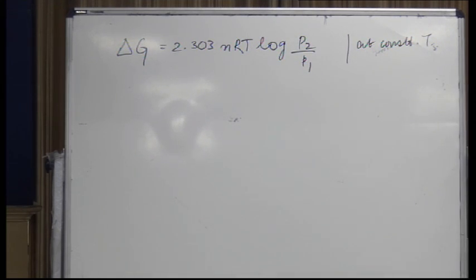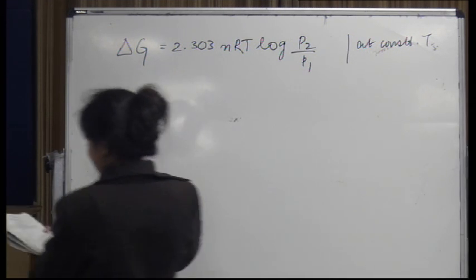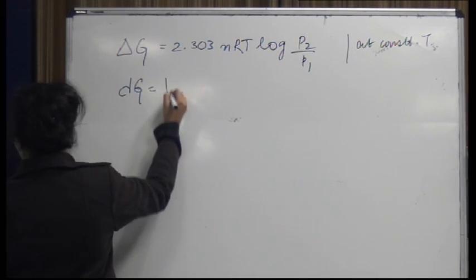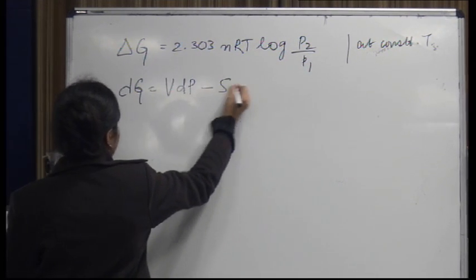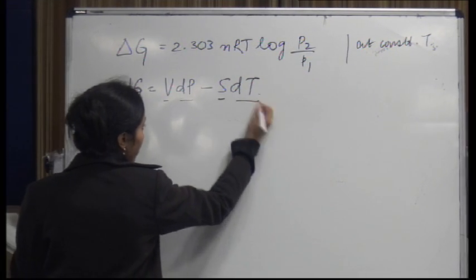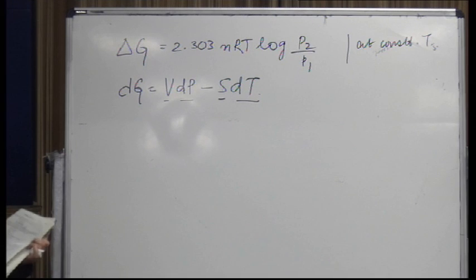Please remember this formula. And then another thing is that if this is at a constant temperature, remember that dG is equal to VdP minus SdT. That means volume into change in pressure minus entropy into change in temperature.